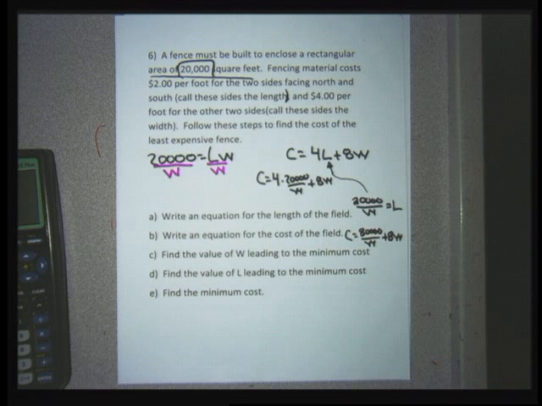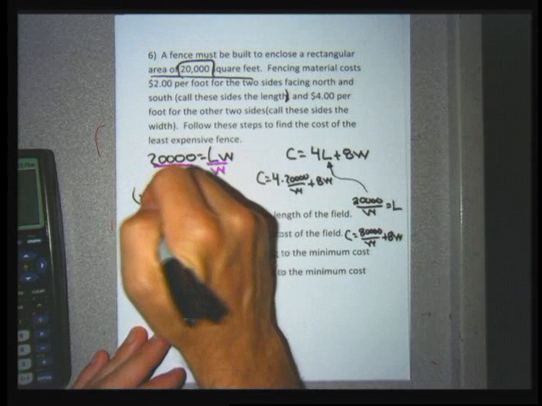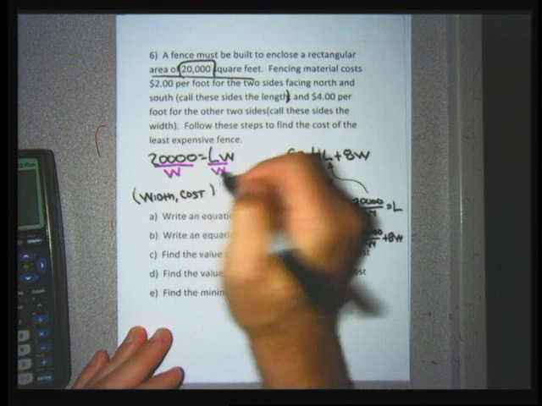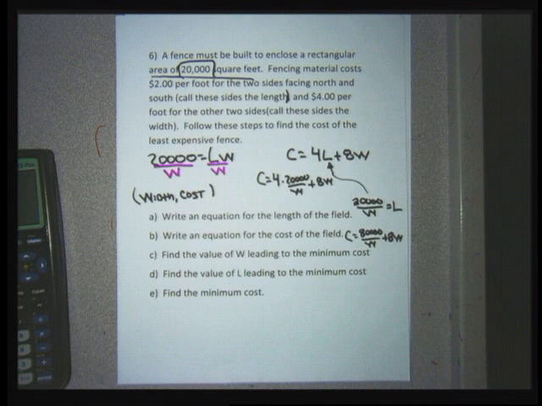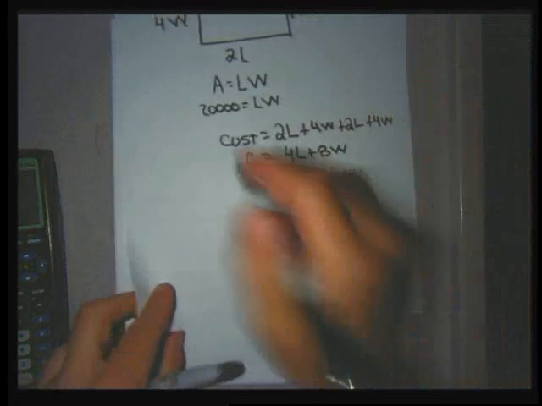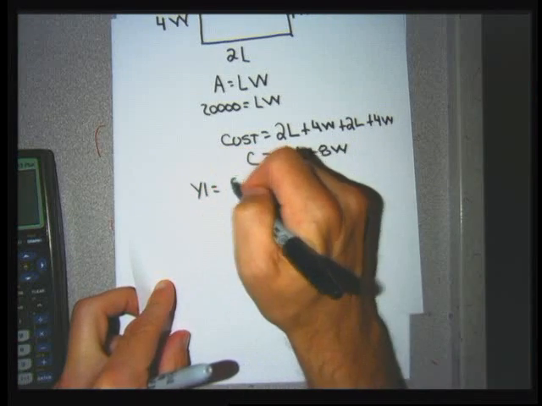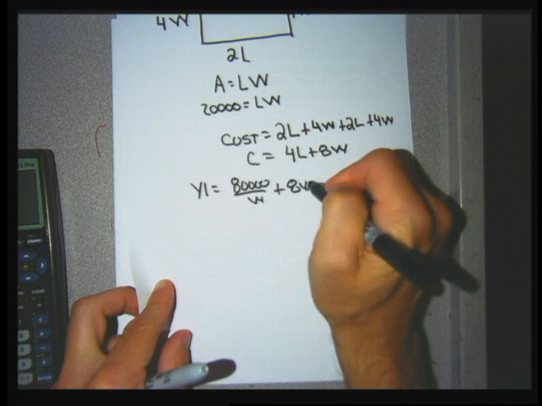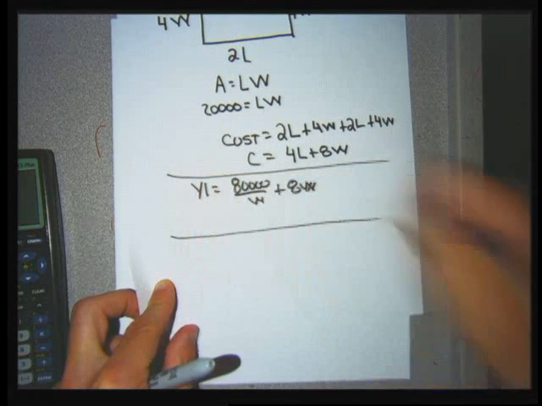When I sketch a graph, every point on the graph is going to be the width and the cost associated with building a fence that has that width. My goal is to find the width that leads to the lowest cost. That being the case, I'm going to try to find a minimum point as opposed to a maximum point. So I'm going to graph this as y1. My y1 is going to be 80,000 over W plus 8W. And these windows for me are just not that obvious.